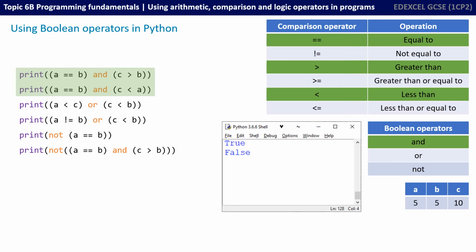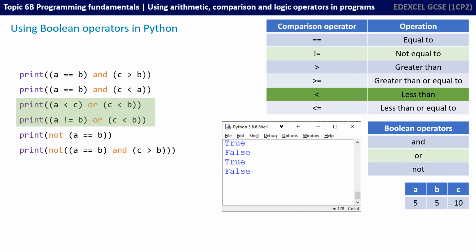And when we use the Boolean operator and, both parts, the part on the left and the right, have to be true. So this statement prints true. The next one, A equals B is true and C is less than A. Well, C is not less than A, so that right-hand part is false. So I've got true and false. Well, we can't have that of an and statement. True and false is false, and that's what appears on the screen.